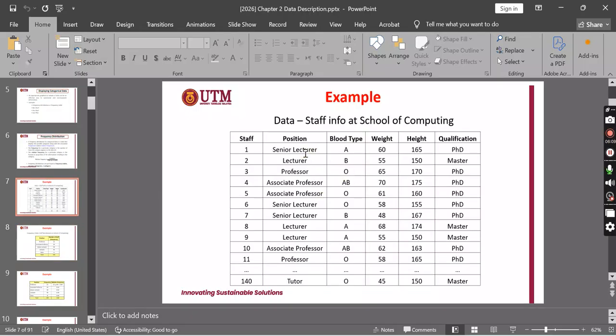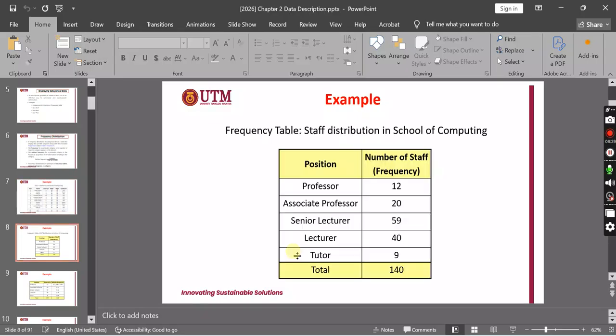You have to come and count it by yourself. For example, 1, 2, and we know it's an incomplete table. So if you have the whole table, you count until you get the last professor. So among 140 persons in the school, we have 12 professors. Okay, and we have 20 associate professors. We have 59 senior lecturers. Okay, and we have 40 lecturers, and we have 9 tutors.